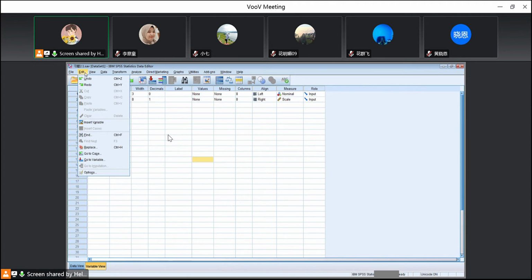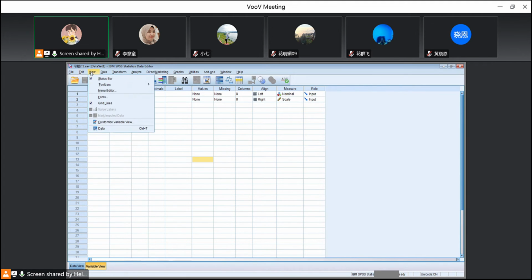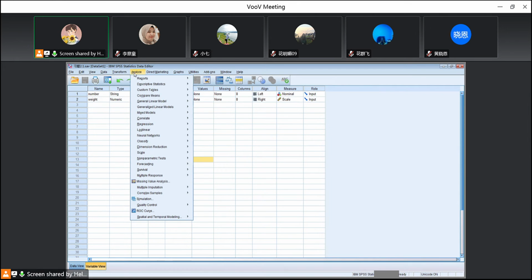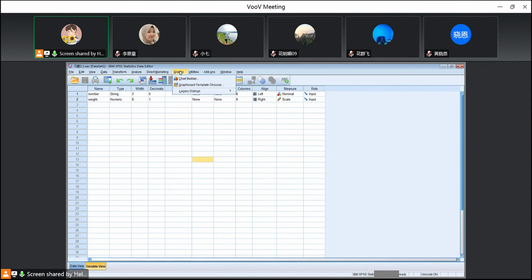And here, I don't need you to understand the edit view, but we always use Analyze. Especially, we learned descriptive statistics in chapter 2. Yes, we learned frequency and descriptive data, especially these two. And we will use ratio next semester. And the second is Graph. We always use the legacy dialogs. It includes bar, line, area, and histogram. This is what we always use.